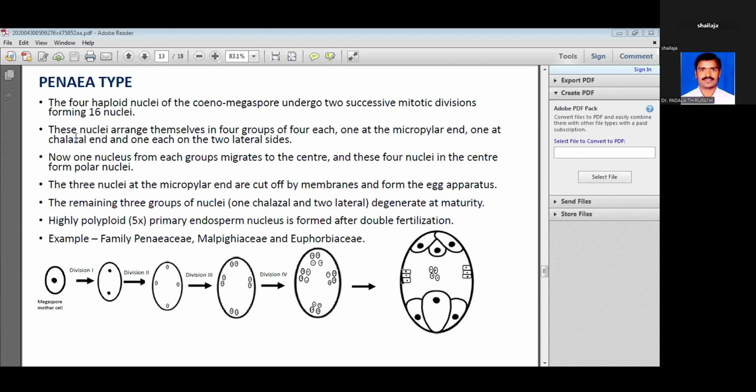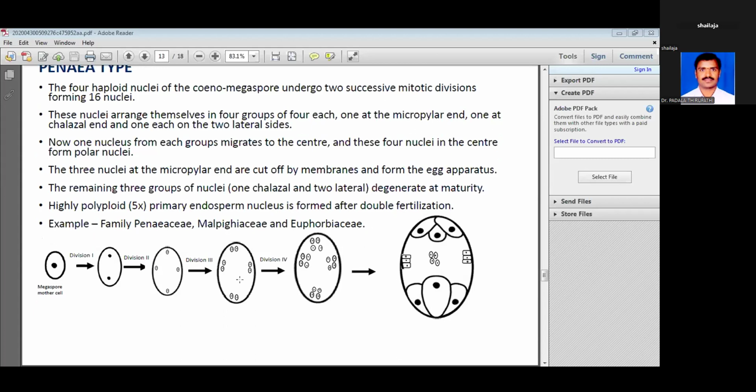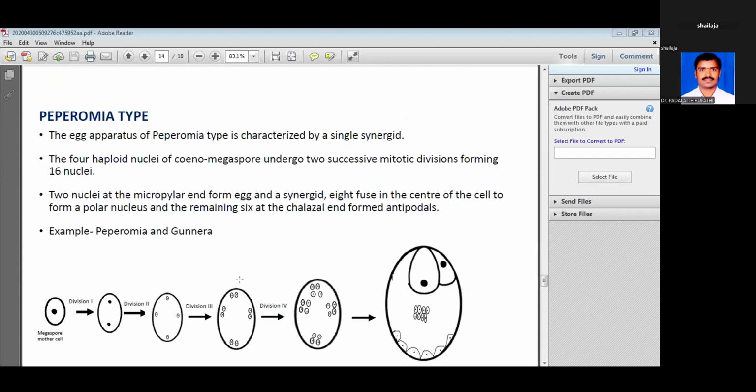Examples for this: Penaeaceae, Malpighiaceae and Euphorbiaceae. Okay, please note down the examples for this penaea type: Penaeaceae, Euphorbiaceae, Malpighiaceae. These are the examples for the penaea type, a 16 nucleate embryo sac. Okay, next is the drusa type.